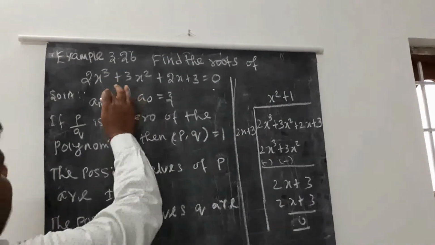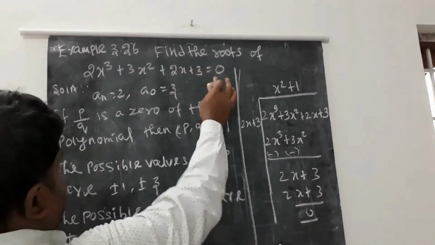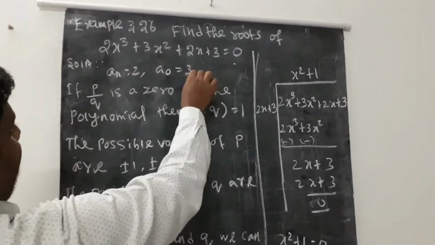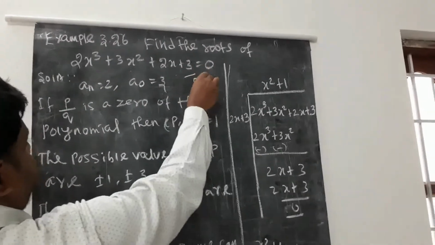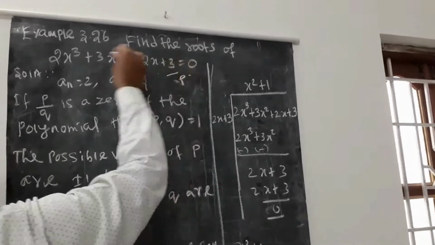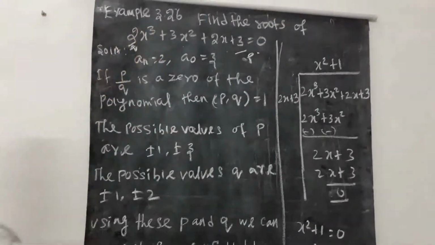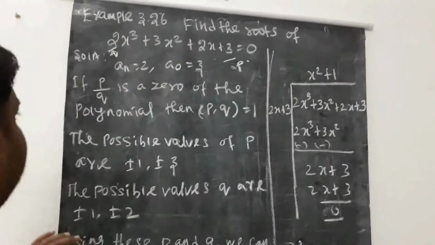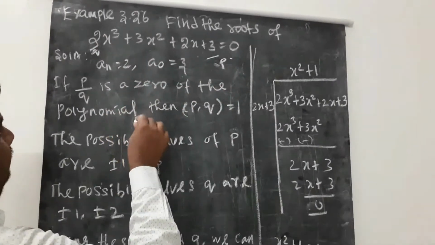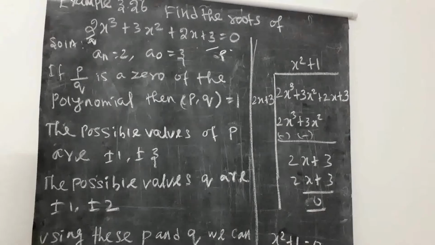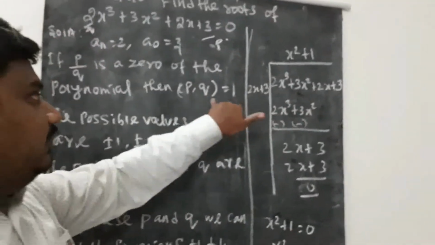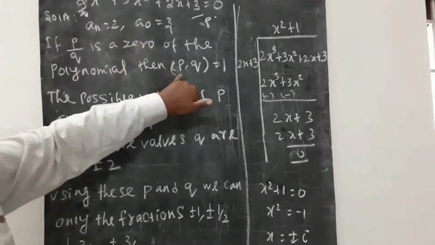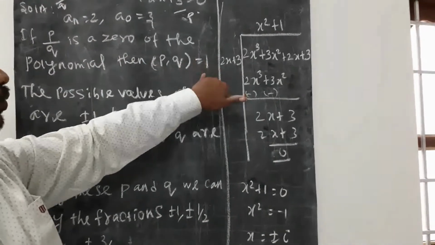Here the given equation is 2x cube plus 3x square plus 2x plus 3 is equal to 0. a_n is 2, a naught is equal to 3. I have told you this is p, this is q. In example sums, we took the q value as 1, here the q value is 2. If p by q is a zero of the polynomial, then the GCD of p comma q is equal to 1. Here p value is 3 and q value is 2. So the GCD of 3 comma 2 is 1.